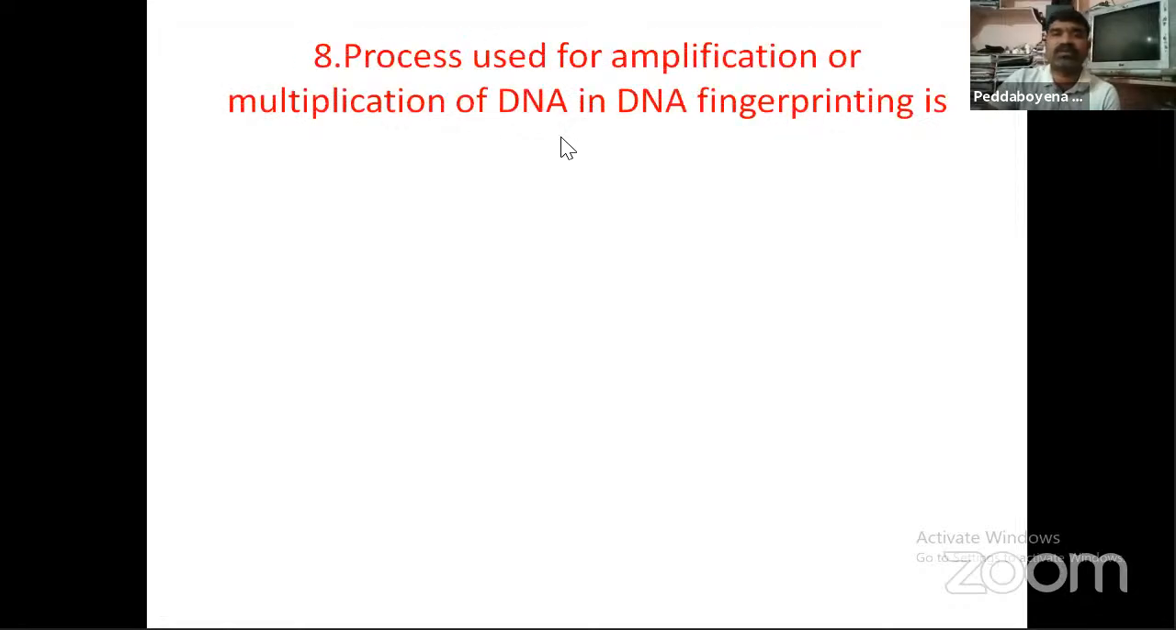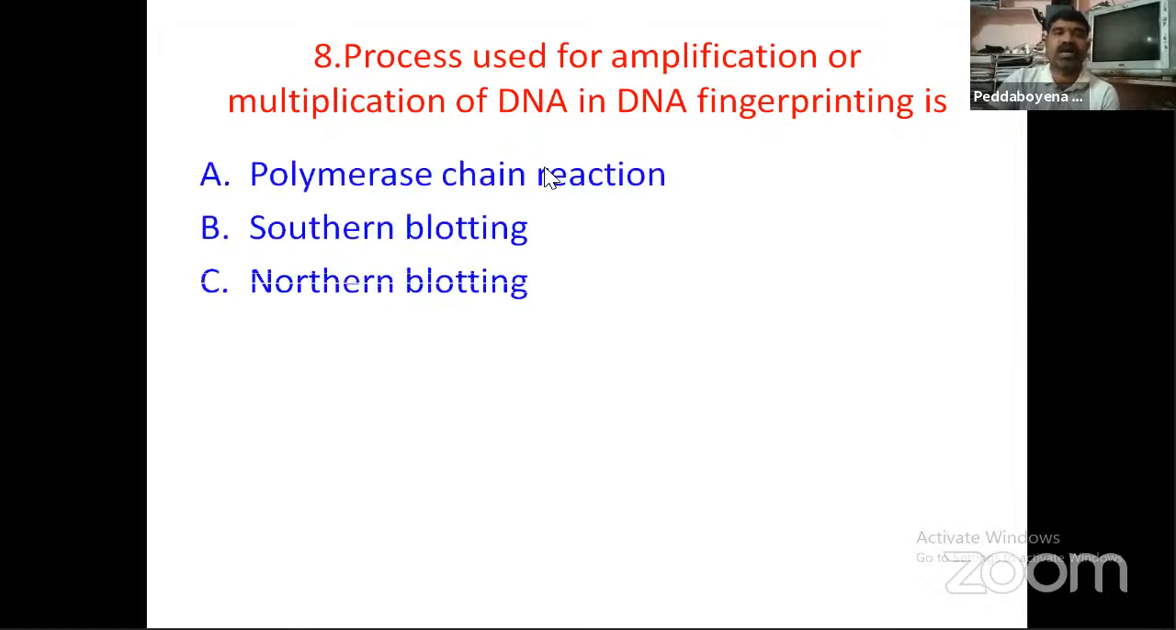Next, the process used for amplification or multiplication of DNA in DNA fingerprinting is polymerase chain reaction, Southern blotting, Northern blotting, or none of these. So here the answer is polymerase chain reaction. Polymerase chain reaction, A, is the answer.